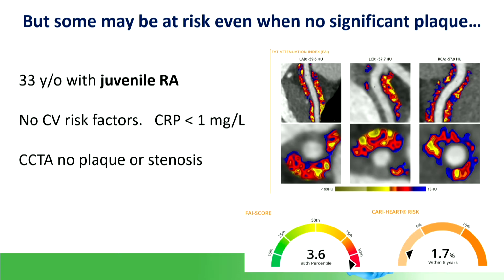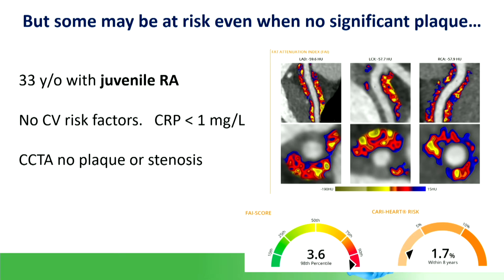But I'll show you that his Phi score, which is at the bottom left here, is at the 98th percentile. So his level of inflammation for his age is very, very high. We'll talk more later about some of this color coding, but the yellow is less inflammation, and red is a Hounsfield unit that has more water content and more inflammation.